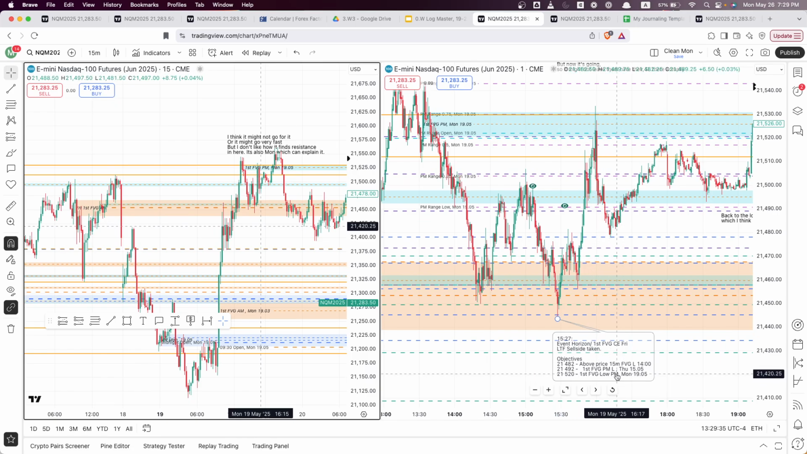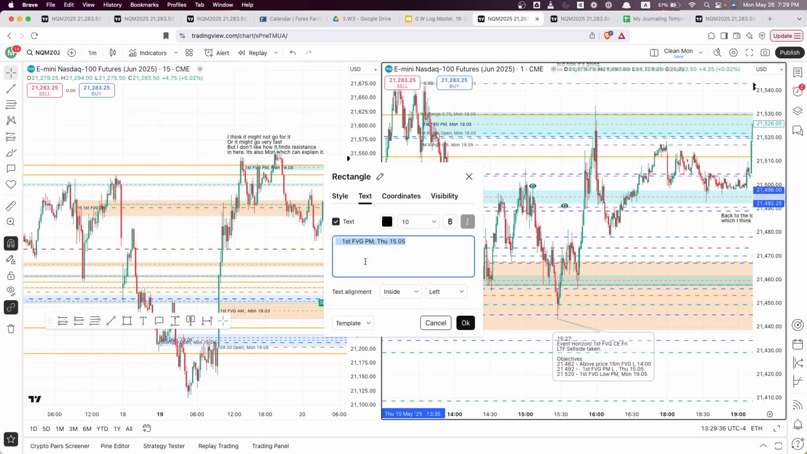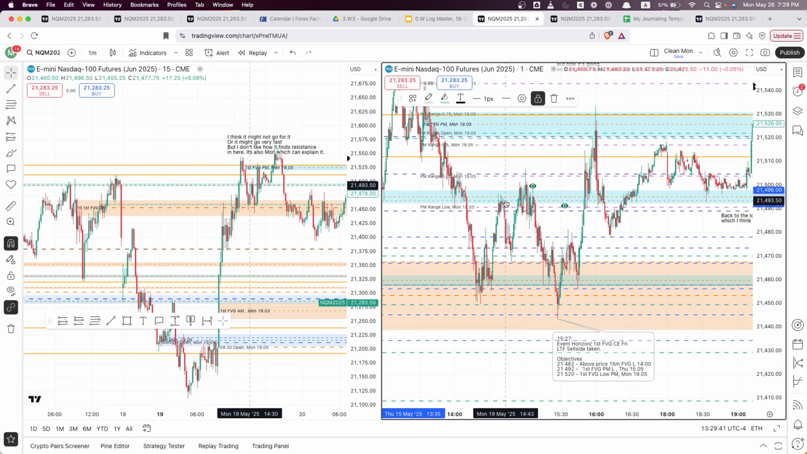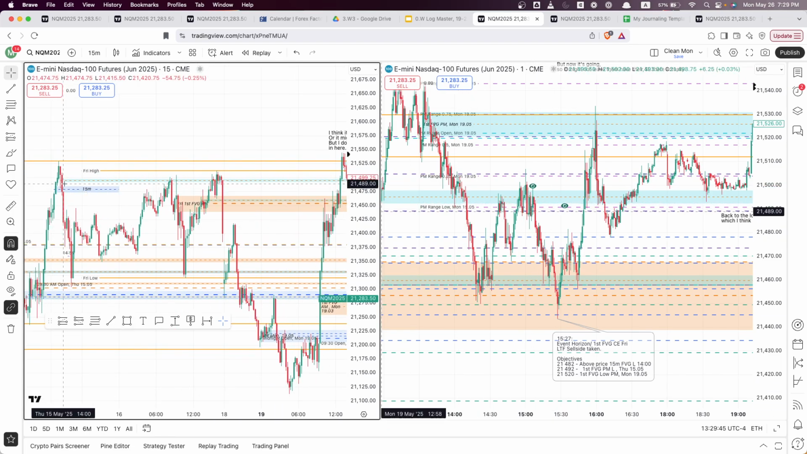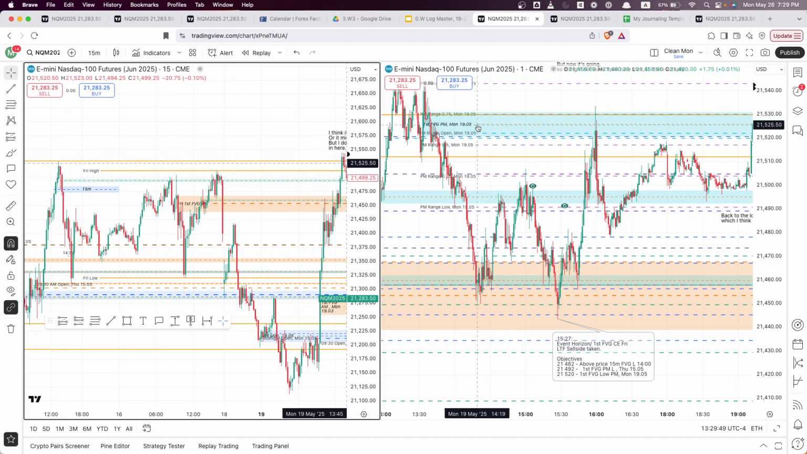We also have two first fair value gaps, PM session, from previous Thursday. If we want to see this one, you should find it here, previous Thursday, if we look on the 1 minute. And then we have also one from the current day, Monday the 19th. And notice how price is going above it. So it reaches all of these objectives.